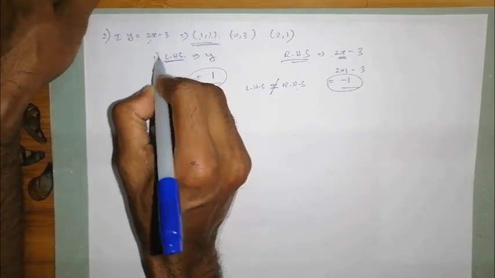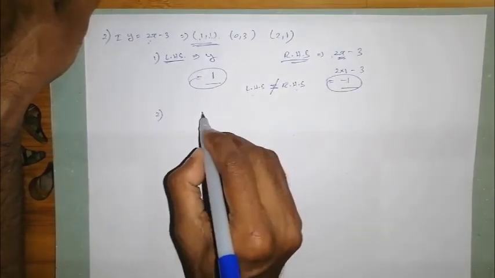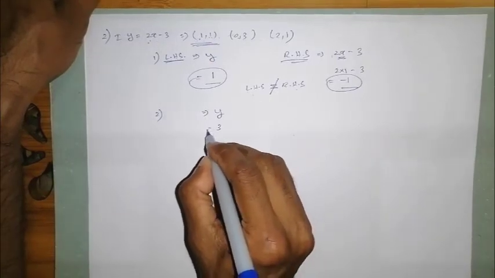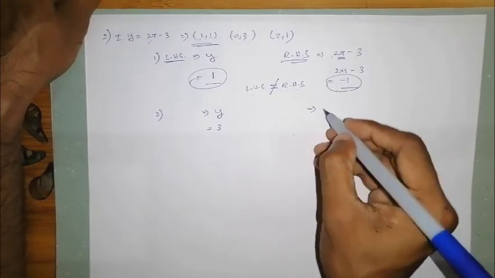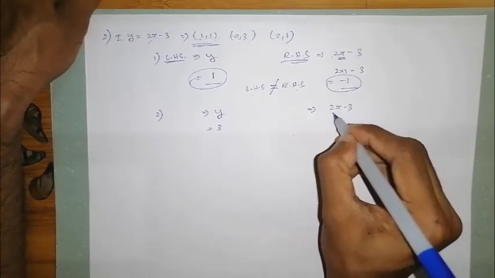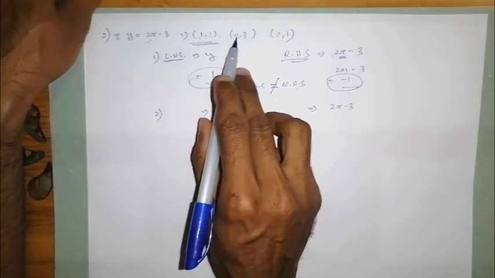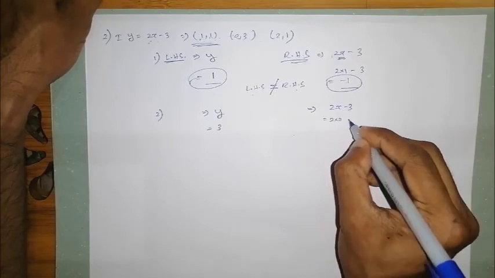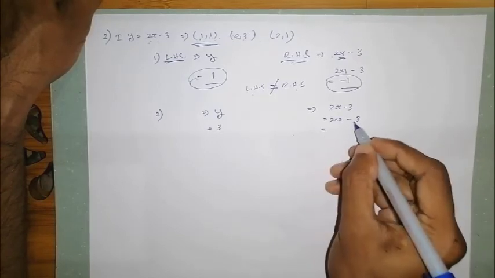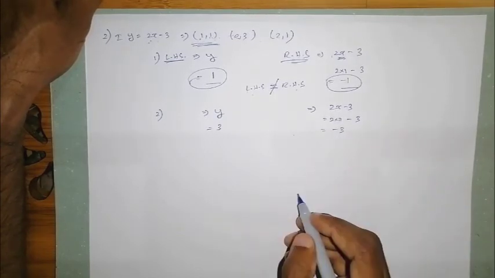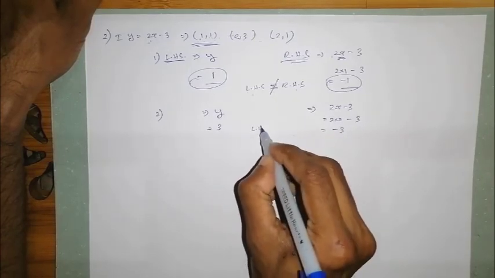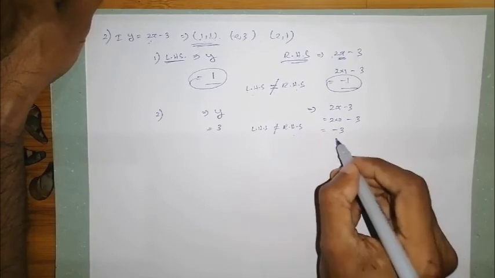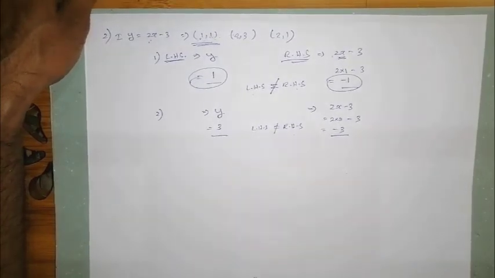So this is the first coordinate. Okay, the second coordinate, the y for the second coordinate is 3. Here, if we substitute, the x coordinate is 0. So 2 into 0 minus 3. So 0 minus 3, answer minus 3. So here also LHS is not equal to RHS because minus 3 is not 3.